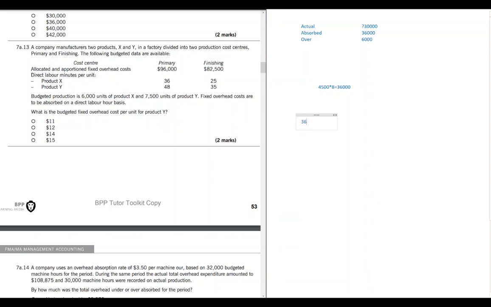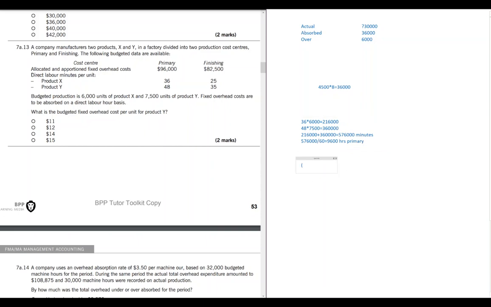So we have product X spending 36 minutes multiplied by 6,000 units, which becomes 216,000. And then product Y, 48 minutes multiplied by 7,500, which becomes 360,000. Both of them added together, we have 576,000 minutes. If I take that divided by 60, we have 9,600 hours. In which department? In primary.